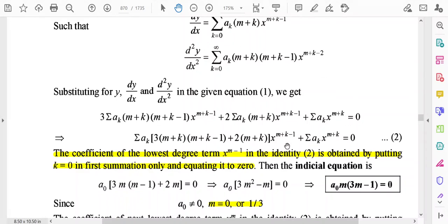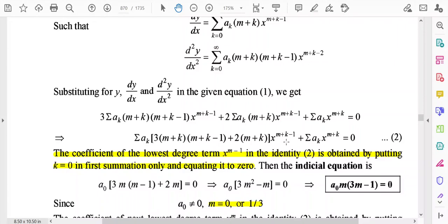You see, what is the power of x here? m plus k minus 1. And what is the range of k? Range of k is 0 to infinity. So at first you assume the lowest value of k, so k is 0. Then this will become x to the power m minus 1. And if we put k is equal to 0 here, then it will be x to the power m. So what is the lowest degree of x? That will be x to the power m minus 1 naturally, because the lowest value of k is 0. So the lowest power of x is x to the power m minus 1.